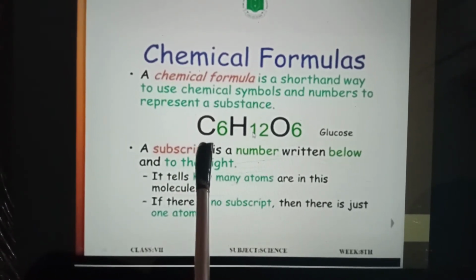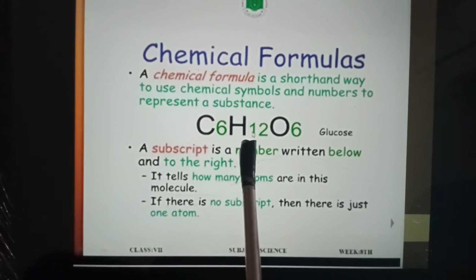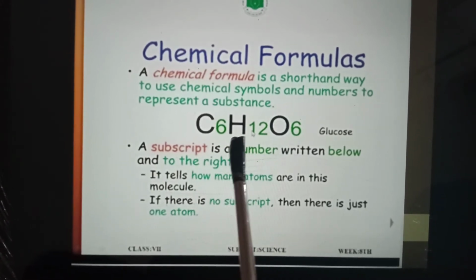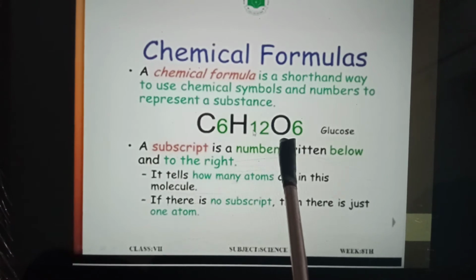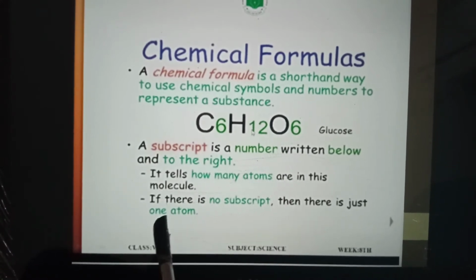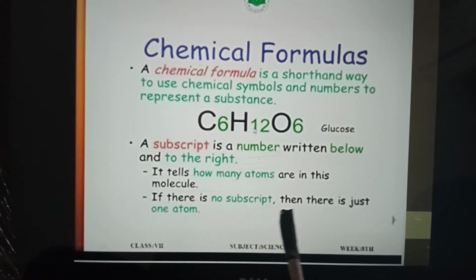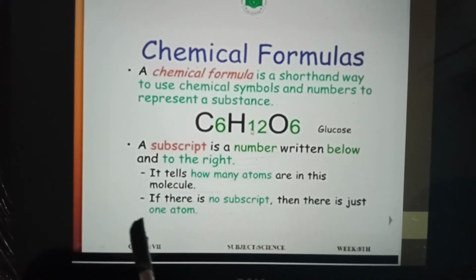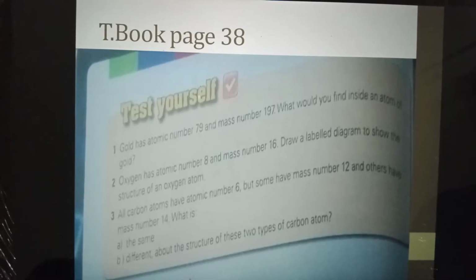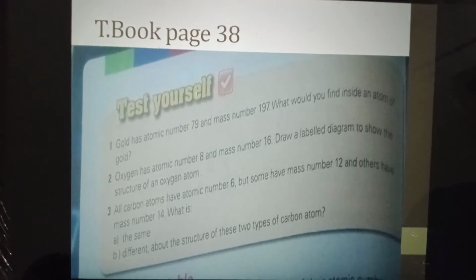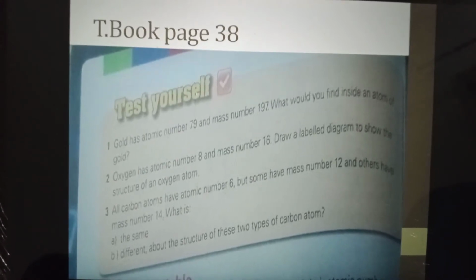So there are 6 carbon atoms, 12 hydrogen atoms and 6 oxygen atoms. If there is no subscript, then there is just one atom. And now I will discuss the questions from textbook page 38, 1, 2, and 3.